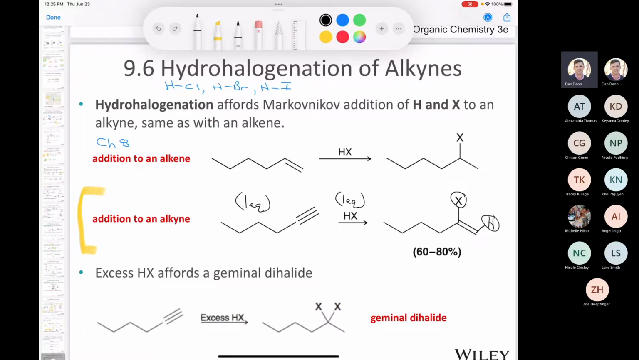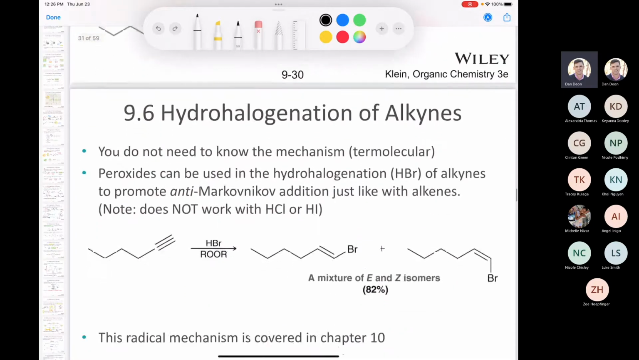Well, that covers hydrohalogenation. We can either do monohydrohalogenation or we can do double hydrohalogenation. You might be wondering, well, Mr. Dion, I remember that we looked at anti-Markovnikov addition across a double bond with HBr and peroxides. Can you do it on an alkyne? And the answer is yes.